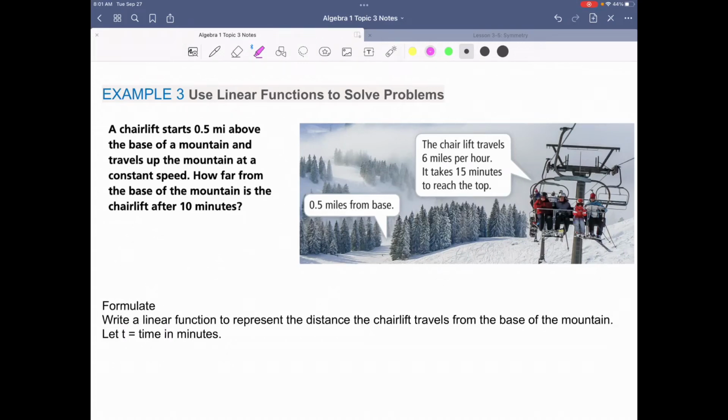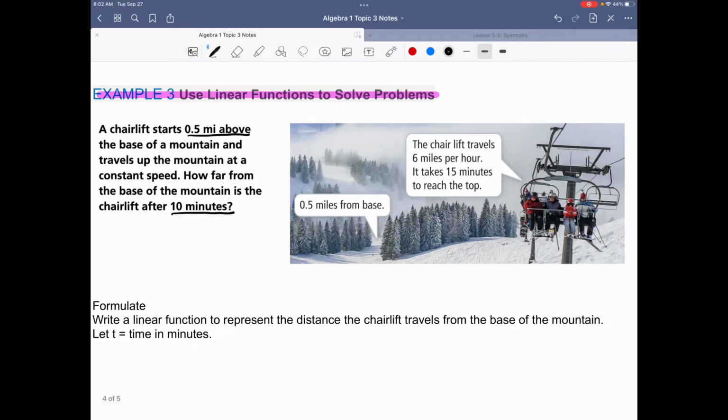And now, for example 3, we will use linear functions to solve problems. We have here a situation. It states that a chairlift starts 0.5 miles above the base of a mountain and travels up the mountain at a constant speed. Now, how far from the base of the mountain is the chairlift after 10 minutes? So we can take 2 information from that.